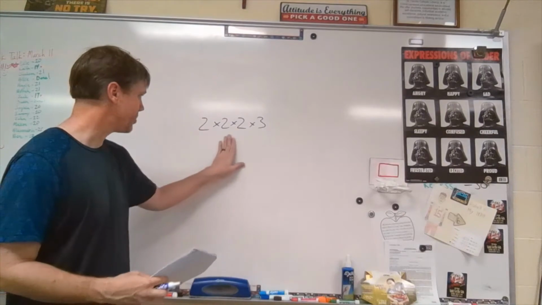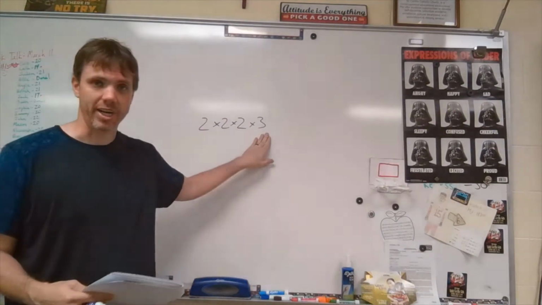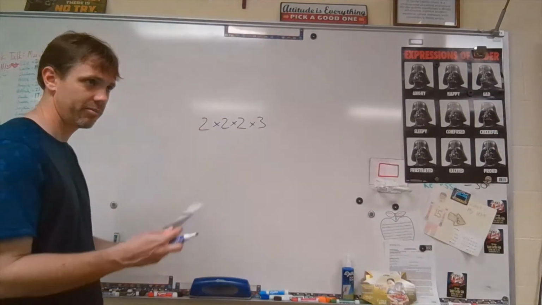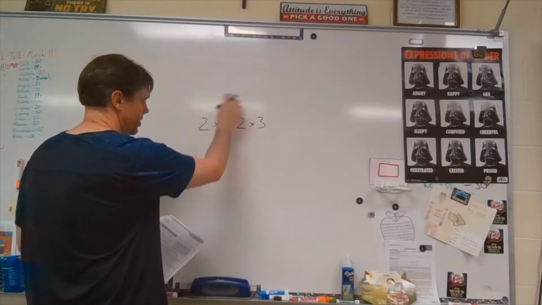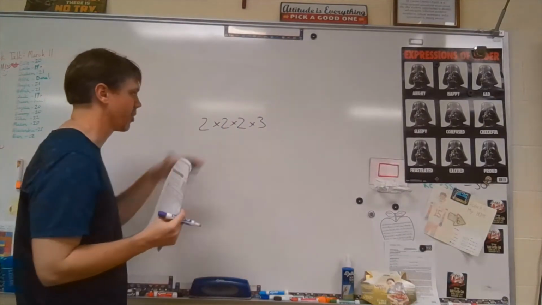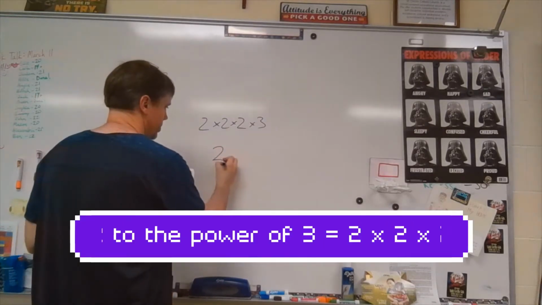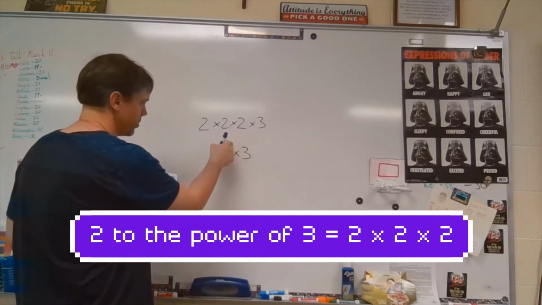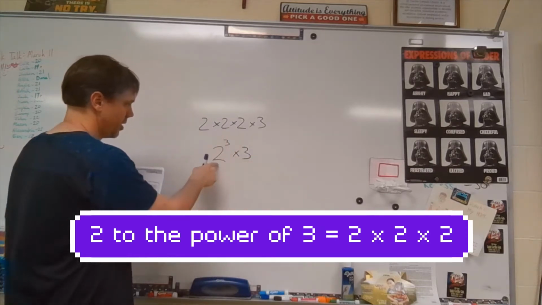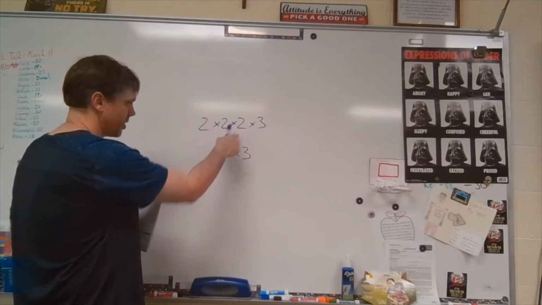Okay, so we have 2 times 2 times 2 times 3, right? We just talked about, if these were 10s, you probably wouldn't have any issue with it being written as 10 to the power of 3. Well, the same thing works for 2s. So this could be 2 to the power of 3 times 3. And it means the same thing, right? We've got 1, 2, 3 2s. That's why our exponent is a 3. And then our base is 2, because that's what we're multiplying.